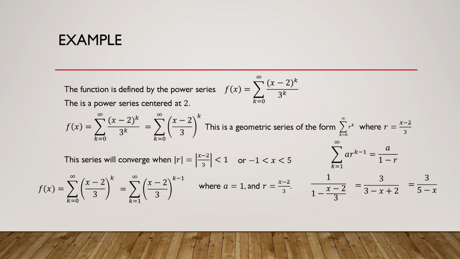Now, any value in the domain may be calculated. For example, f of 0 equals 3 over 5 minus 0, or 3/5. f of 2 equals 3 over 5 minus 2, or 1.